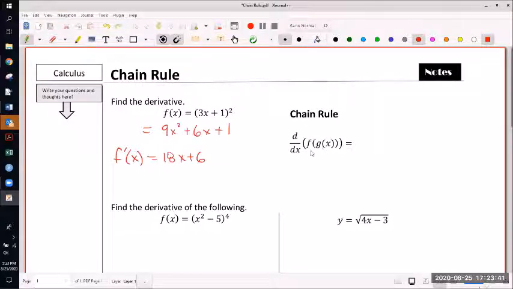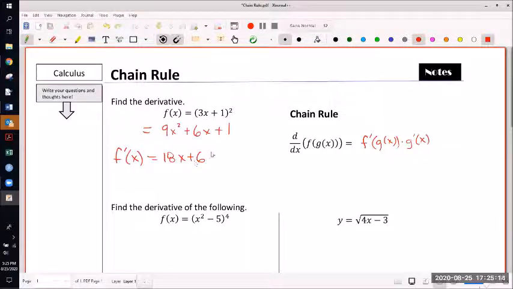The chain rule says that if we have these compositions, then the derivative of this composition is going to be the derivative of the outside function f prime composed with the inside function g of x, times the derivative of the inside function g prime of x. And if we have more than two functions that are composed like this, we just continue this pattern.